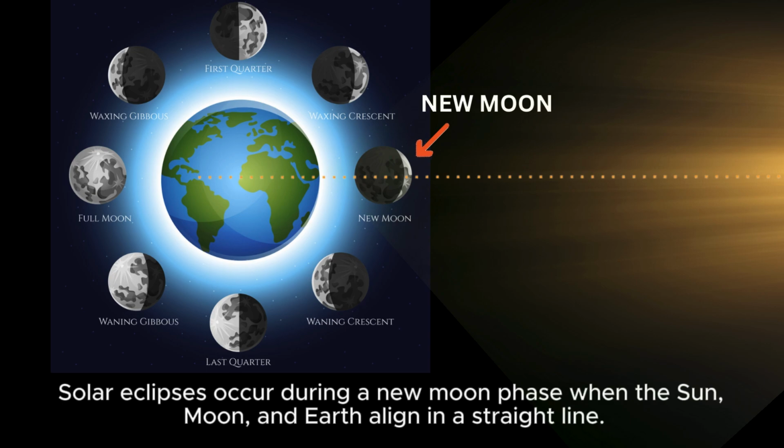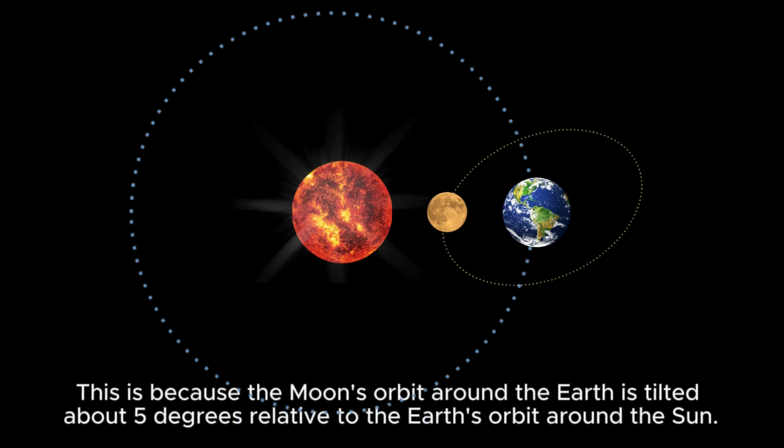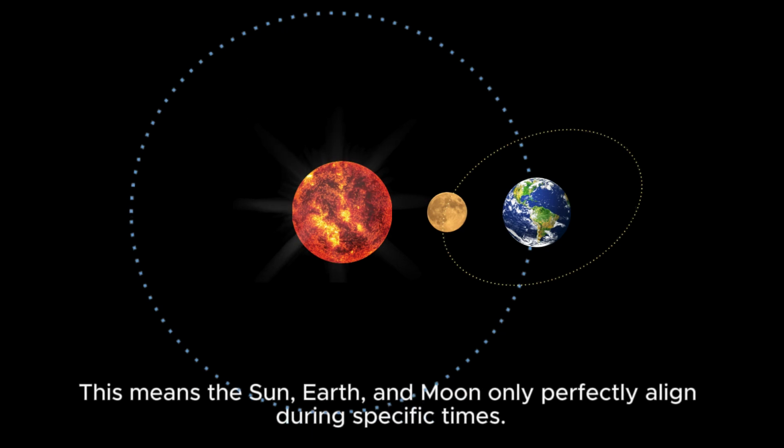Solar eclipses occur during a new moon phase when the sun, moon, and Earth align in a straight line. However, eclipses don't occur every new moon. This is because the moon's orbit around the Earth is tilted about 5 degrees relative to the Earth's orbit around the sun. This means the sun, Earth, and moon only perfectly align during specific times.